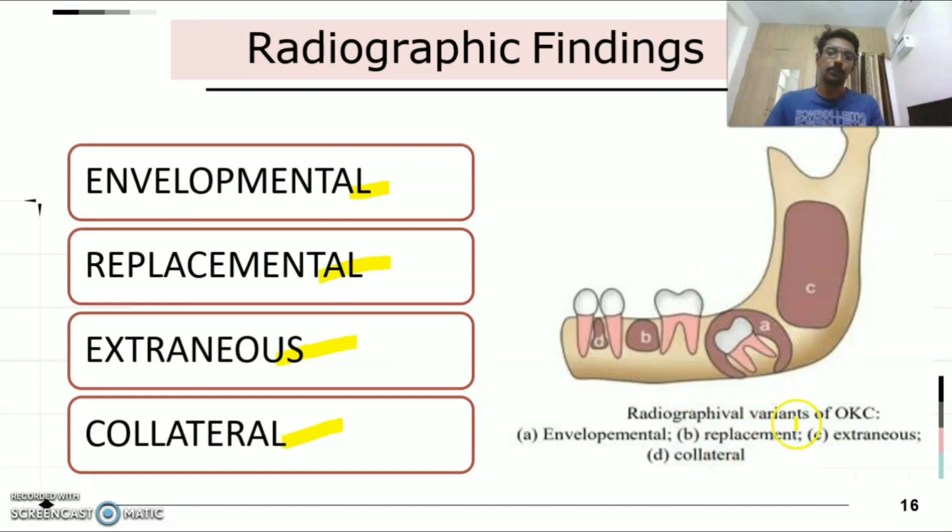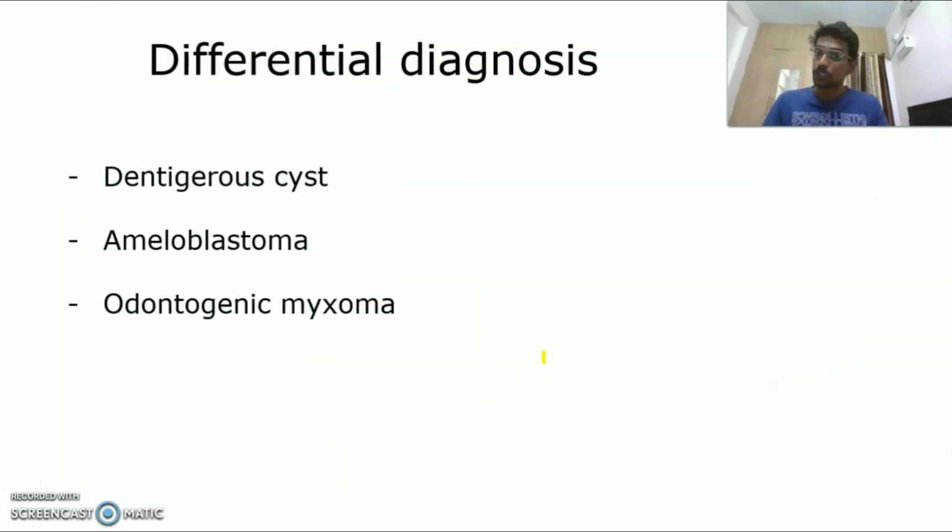And the replacement type is replacing the tooth in its place. So normally a tooth will be erupting here, but it is replaced by the cyst. Third is extraneous, which means away from the teeth, so obviously the ascending ramus will be affected by the cyst. And the collateral type means it's lateral to the tooth, so in between the two roots the cyst can occur. It may be diagnosed as a lateral periodontal cyst.